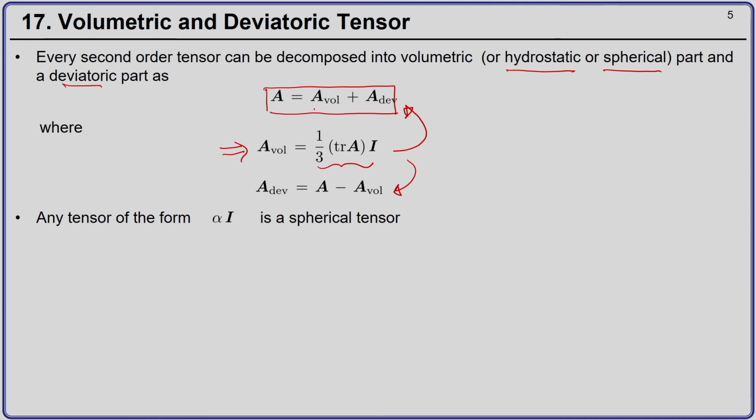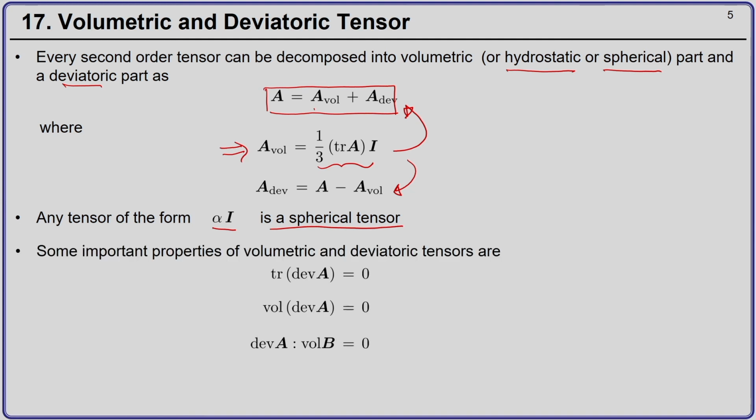One thing to note is any tensor of the form alpha I, where alpha is a real number, will be a volumetric tensor or a hydrostatic tensor or a spherical tensor. Some of the important properties of the volumetric and deviatoric tensors are given here. The trace of the deviatoric part of the tensor A will be equal to 0.